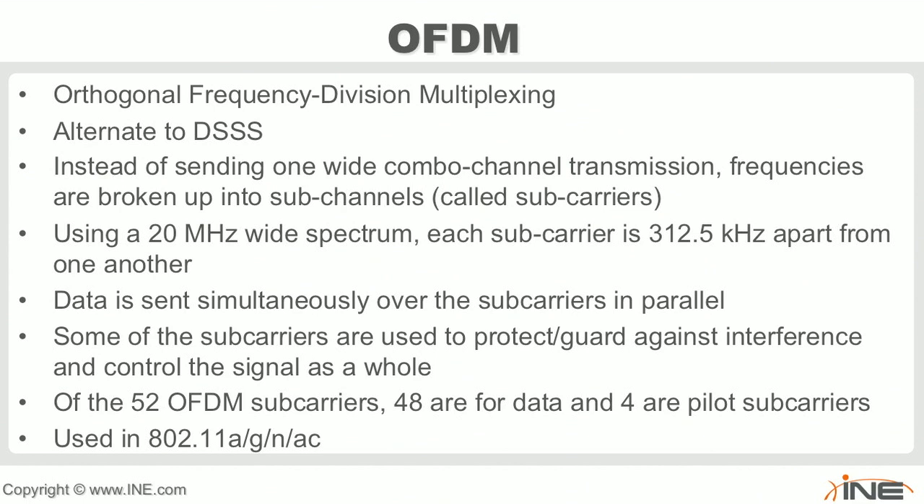That's the idea of orthogonal frequency division multiplexing, or frequency division multiplexing in general. Of the 52 OFDM subcarriers, 48 are used for data, and 4 are the pilot subcarriers used for the control and the guard. Okay, this is used in 802.11a, as well as G, N, and the AC, the 802.11ac, the 1 gigabit per second standard that's set to be ratified probably in 2013.